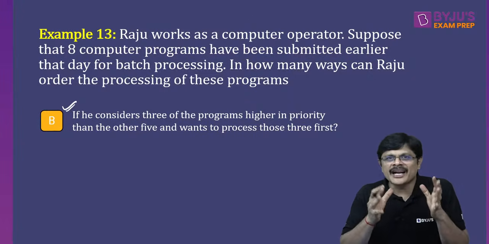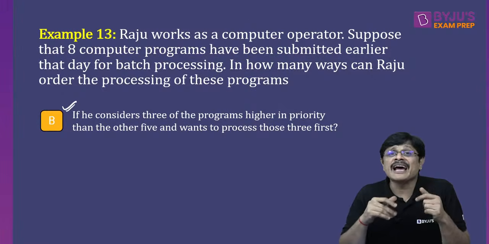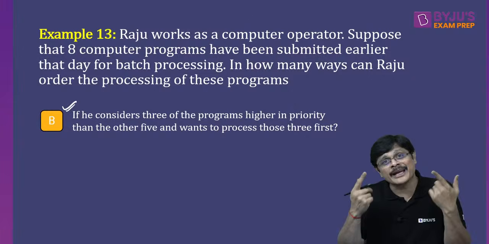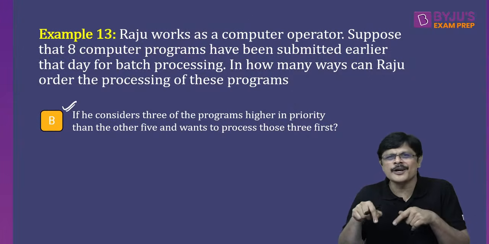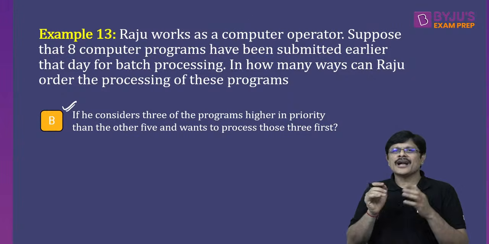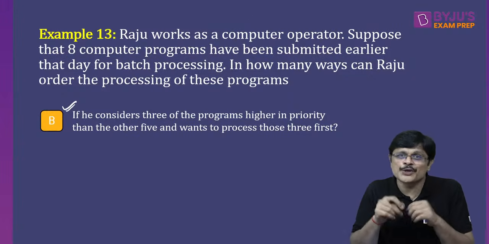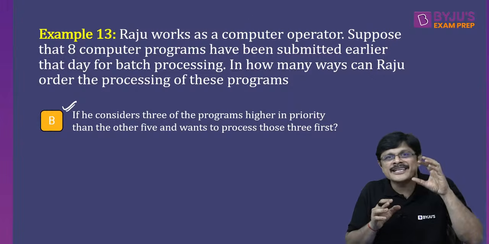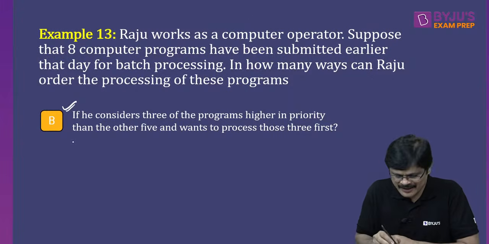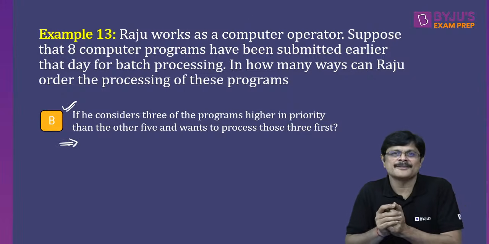Suppose he assumed that there are 3 programs which have higher priority and he knows what the programs are. If he does not know, again that is another difficult question, because priority is known means you know what those programs are. So there are 3 programs for which priority is known. He wants to process these programs first before the other 5. How many ways can this be done? Can anyone answer this, please?